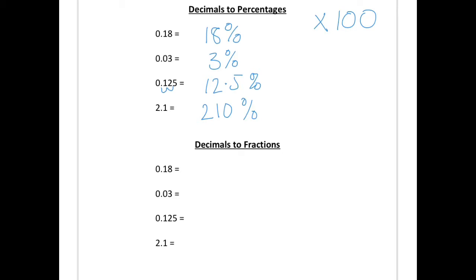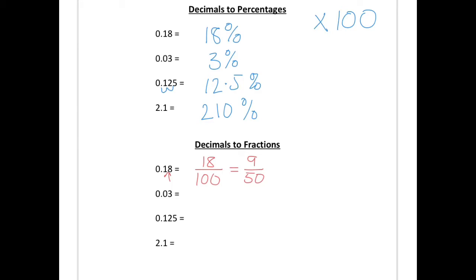To change a decimal to a fraction, all I need to do is look at the units, or the tenths, the hundredths or thousandths column. So here the 8 is in the hundredths column. So this is 18 hundredths. And like all fractions, we should cancel it down if possible. So that's the same as 9 over 50.